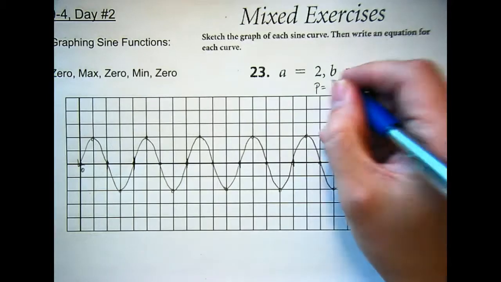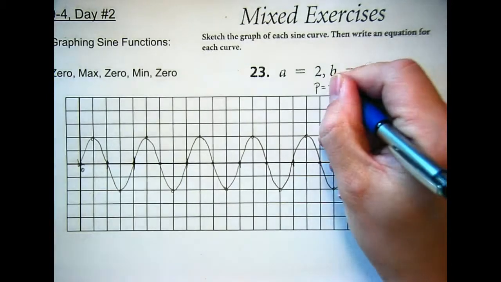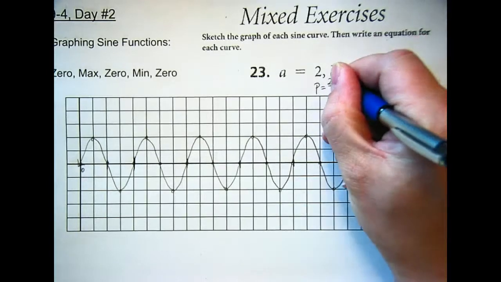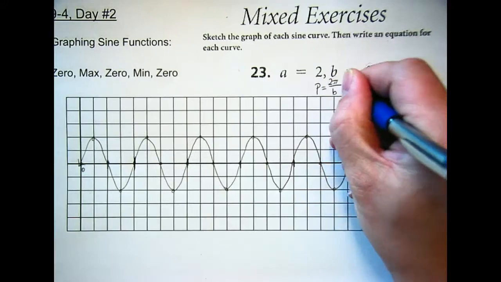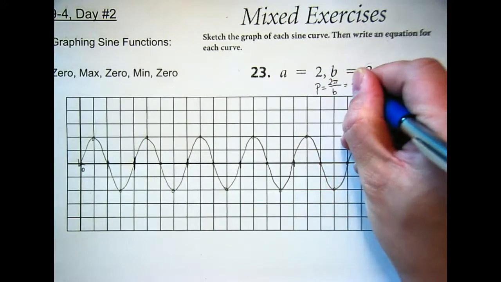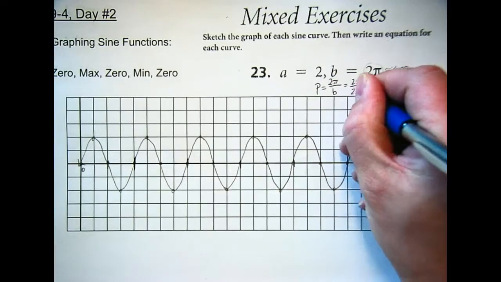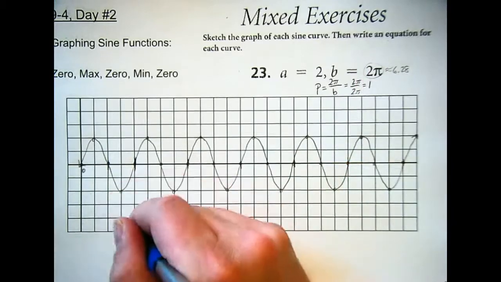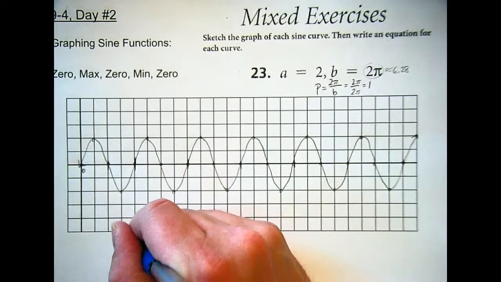Okay, P is equal to what? What's the formula? 2 pi over b. So if the formula's 2 pi over b, that's 2 pi over 2 pi, which is uno. So a period is 1. So that means this length right here is 1.